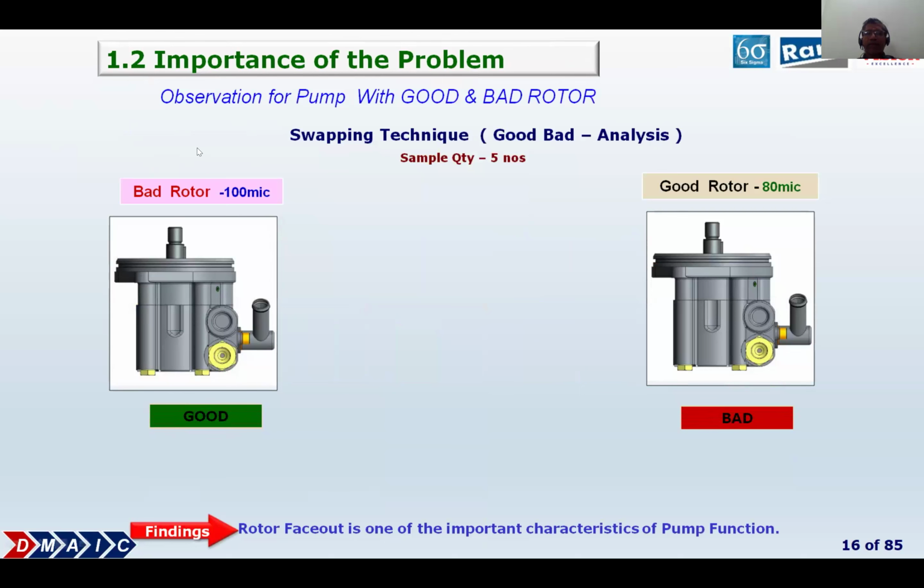Actually, we did the swapping analysis with the good-bad analysis. We took one good pump, with a rotor having less than 80 micron phase out, and another one a bad one. We swapped them, and even after swapping, we found that phase out was the major factor. We made this to confirm the problem.